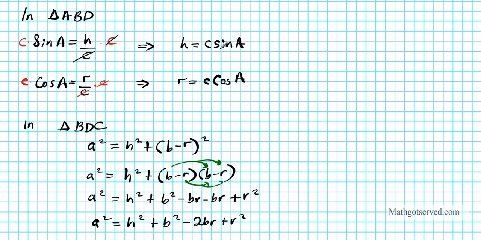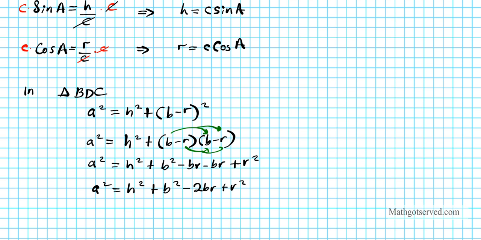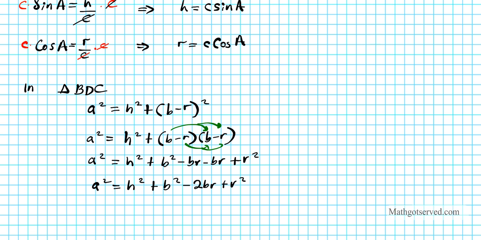Okay, so we know that h is c sine A and r is c cosine A, so we're going to plug in those values into h and r here. Let's go ahead and make that substitution. I'm going to color code it so we don't get confused. So we're going to have a squared equals, instead of h, I'm going to replace that with c sine A, and put that in blue, (c sine A) squared.